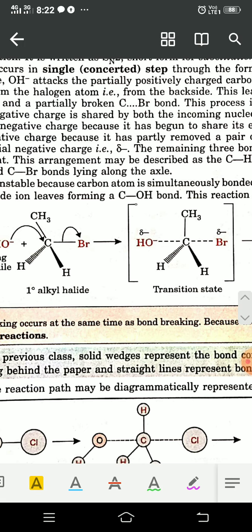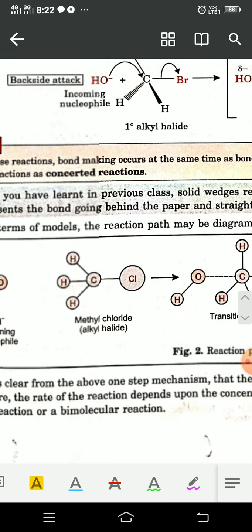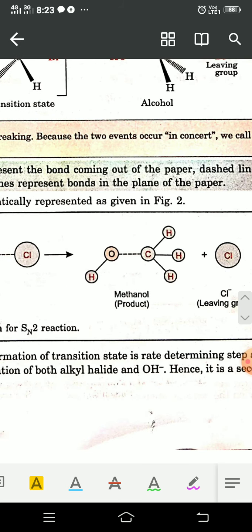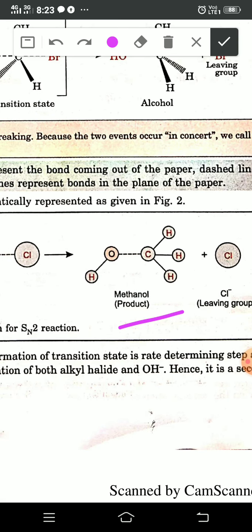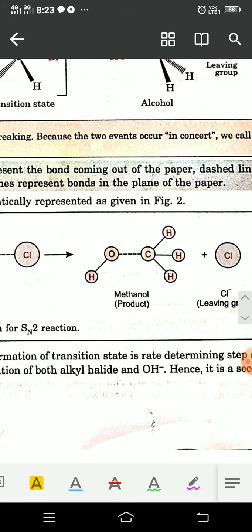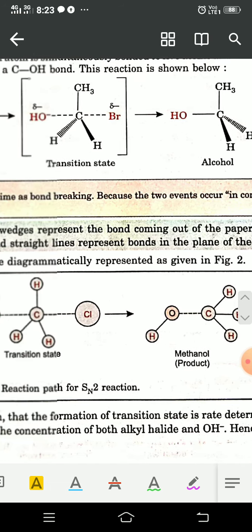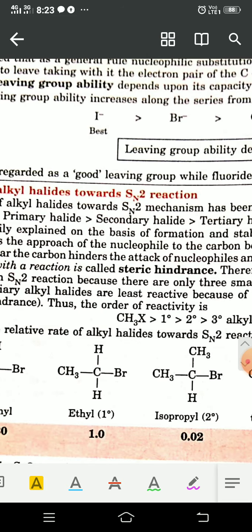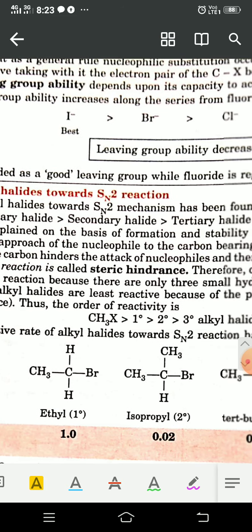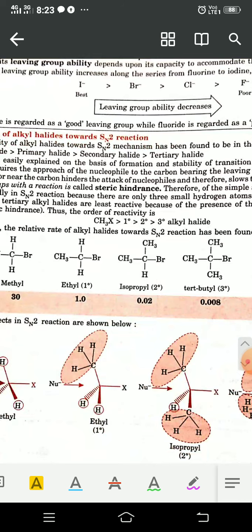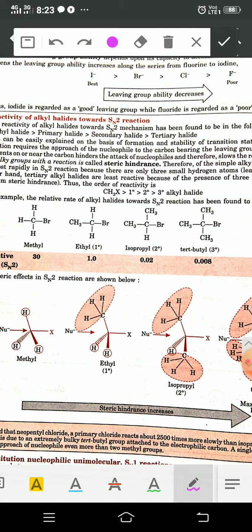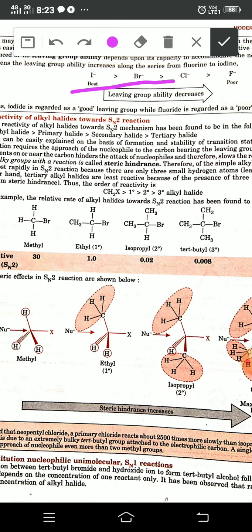Now in the second, this is the same thing here. So this is the example of SN2 reaction. What happens? So these are the examples of leaving groups here.